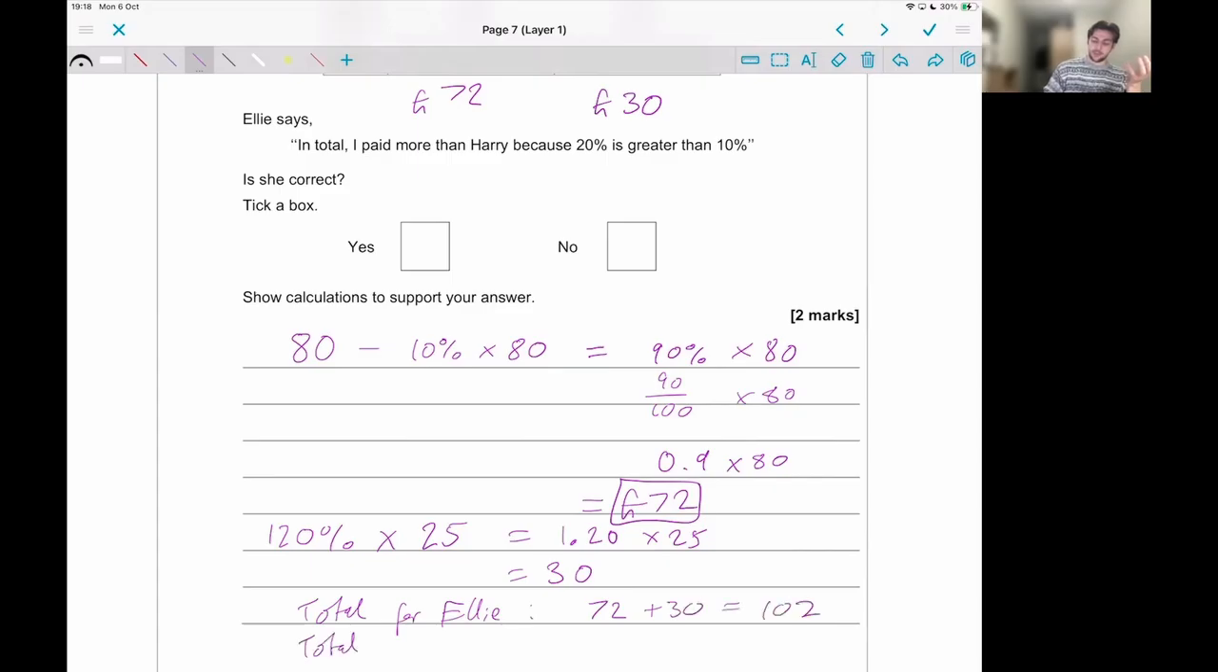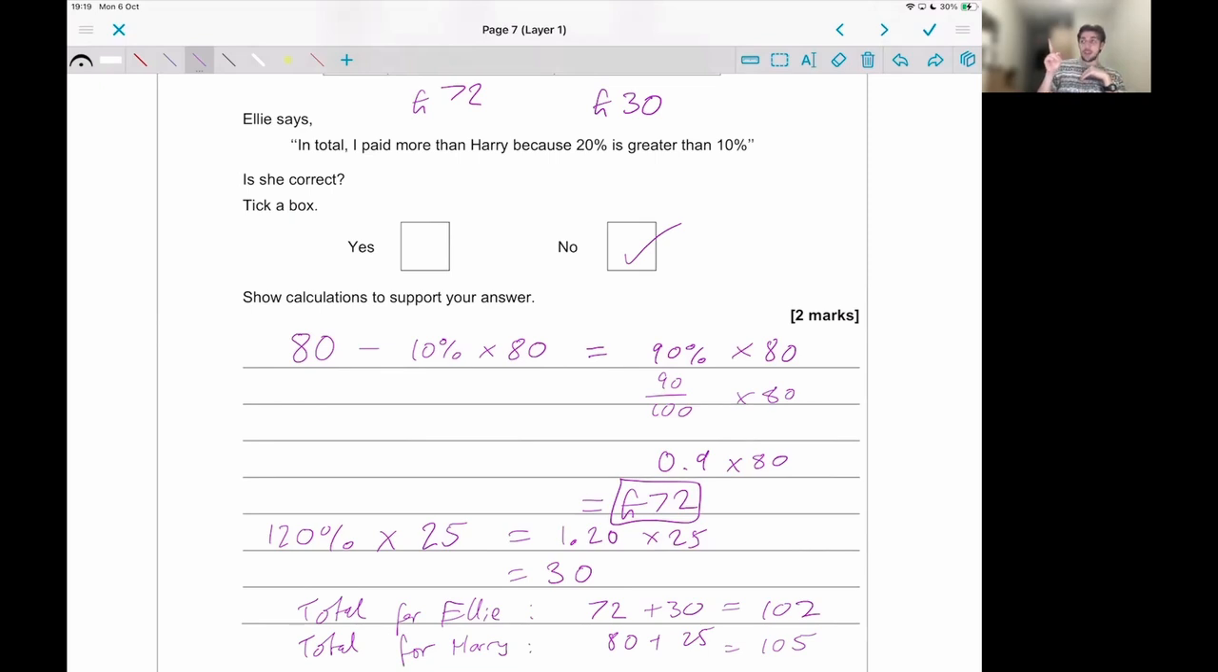And the total for Harry then would be 80 plus 25, which is 105. So she did, in fact, pay less. So is she correct? No, she's not correct, because she paid less than Harry did.